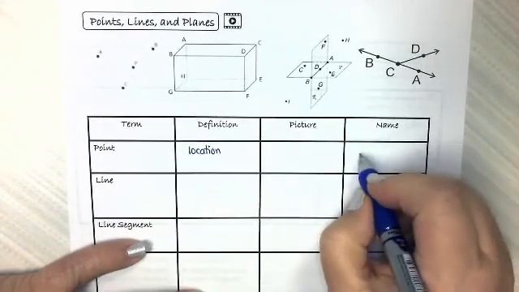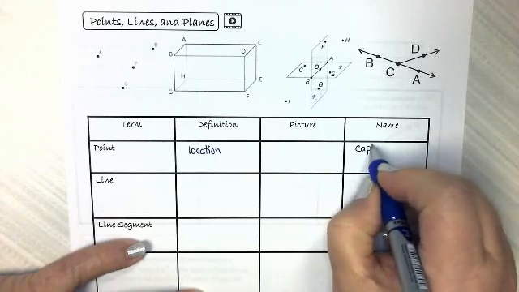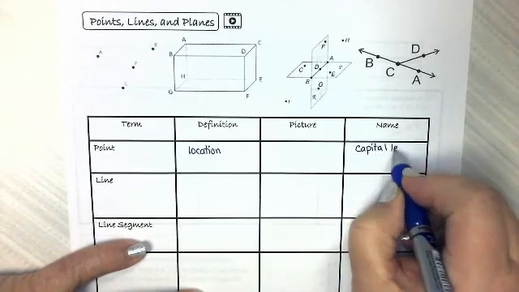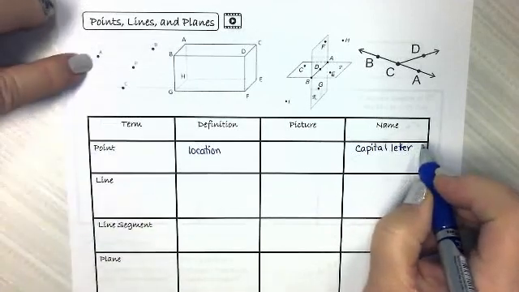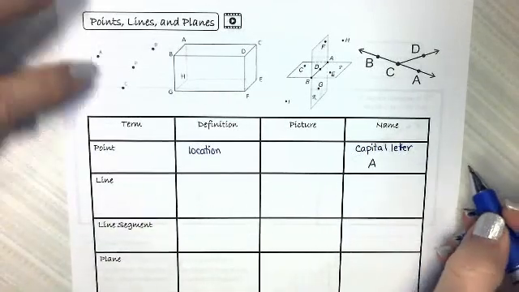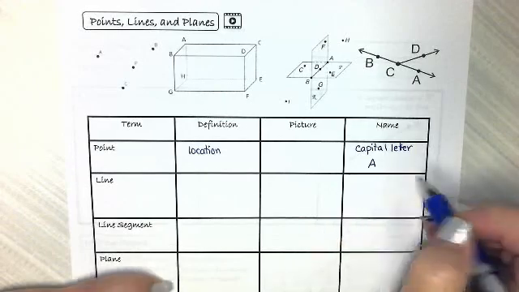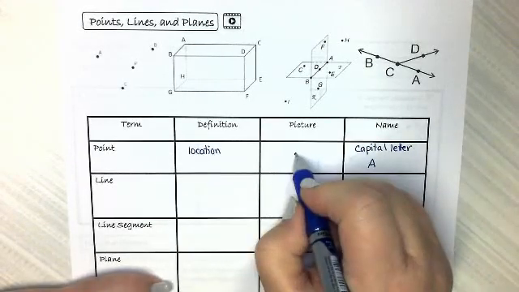And the way we name a point is just with a capital letter. So if I want to name point A, I just put A. You don't have to put a dot in front of it, you don't have to put a word in front of it, it's just A.